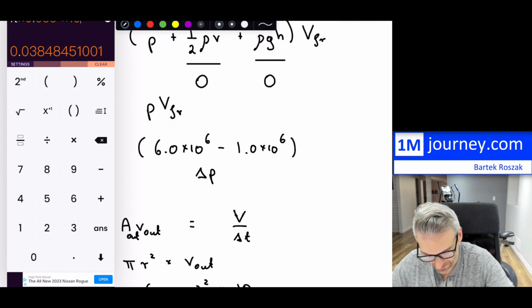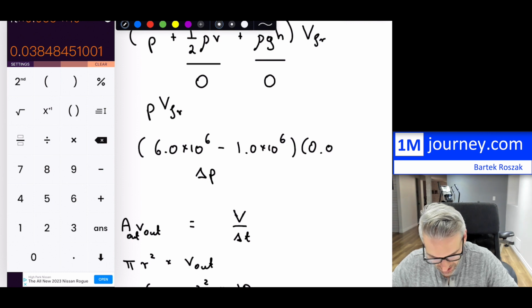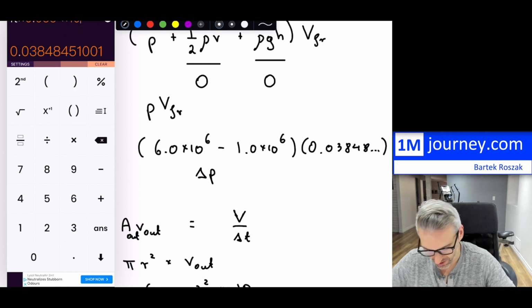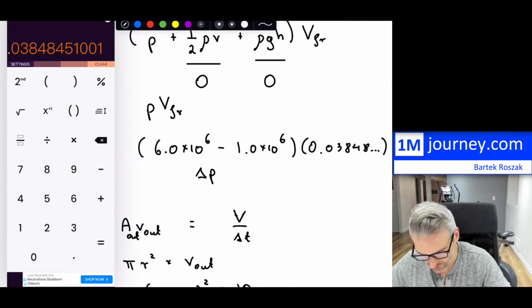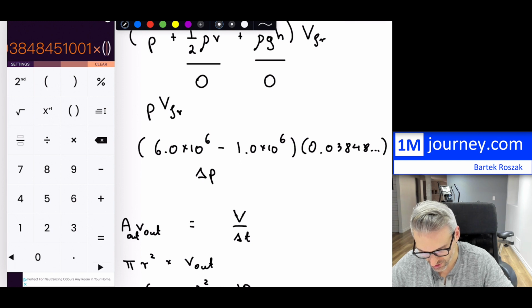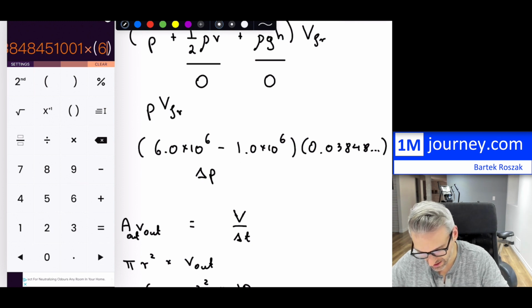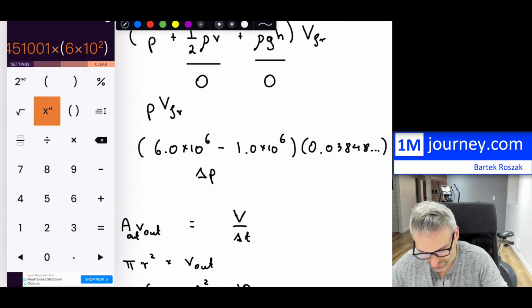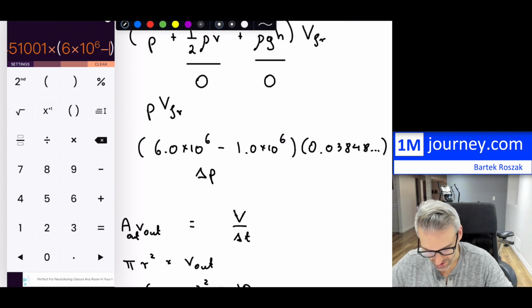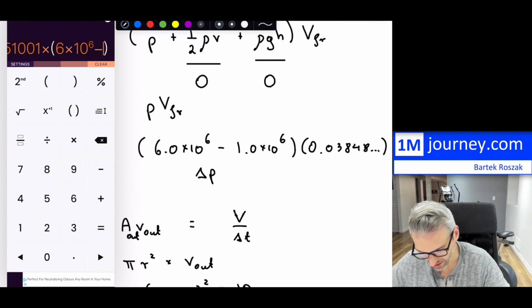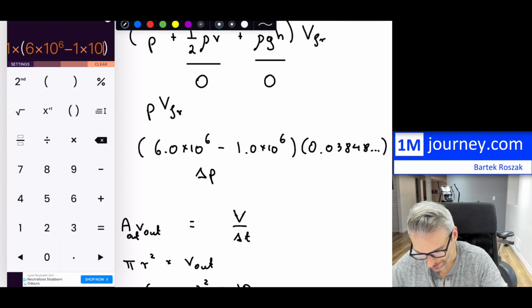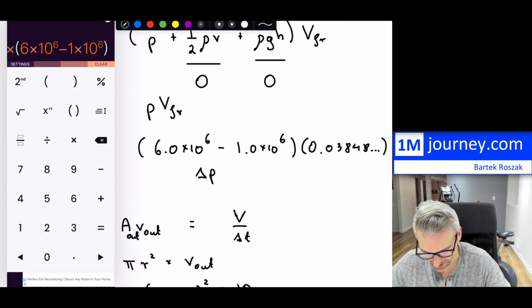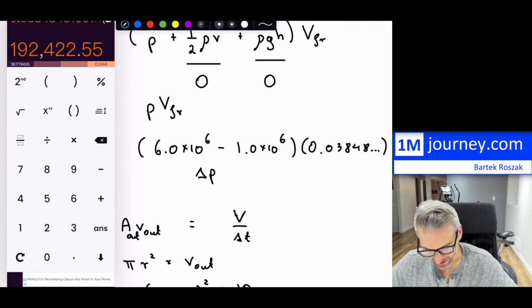So I have my volume flow rate over here. So let's put that in there. That's going to be 0.03848, etc. So I have it on my calculator. So I'm going to take my answer and multiply it by, in terms of brackets, 6 times 10 to the 6, minus 1 times 10 to the 6. I could have just simply done that all in one go. That's fine. Times 10, 1, 2, 3, 4, 5, 6. Now hit equals, and this is what my answer would be in here.